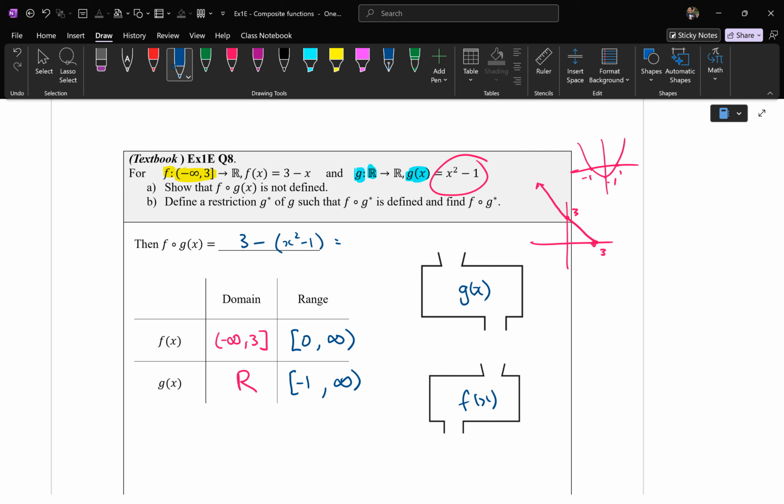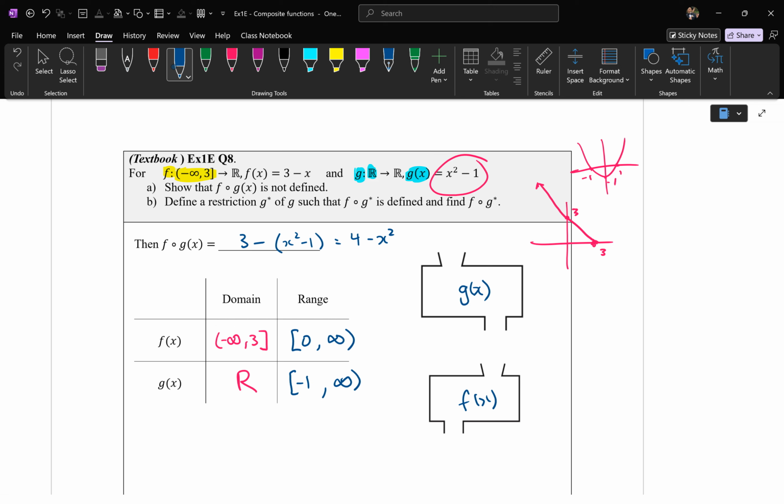So if you simplify that, that becomes what? Double negatives is positive, so that's 4 minus x squared. That's what you get. Okay? So I just skipped a couple of steps there. Expanded the brackets, negative x squared, double negatives becomes positive 1. 3 plus 1 is 4. And I've got 4 minus x squared. Okay? So that's my composite function.